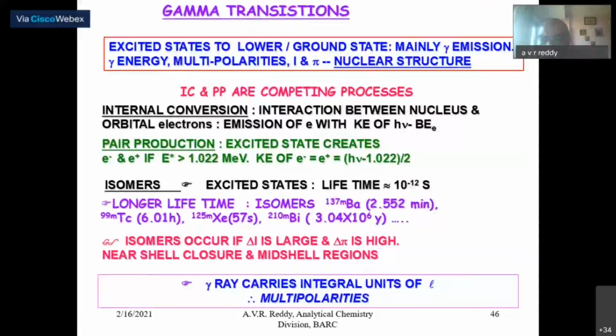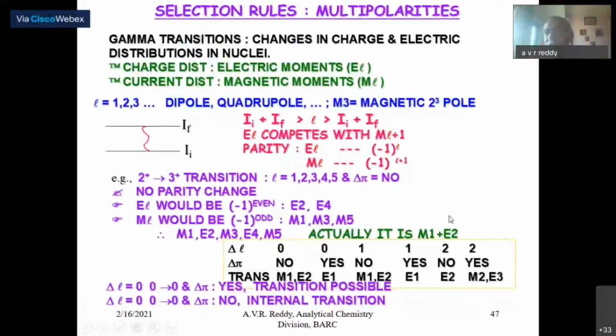Gamma ray carries integral units of L value, and depending on the L value, the gamma ray will have the multipolarity, that is multipoles, right? If the value is 0, if the value is 1, you call it dipole, value is 2, you call it quadrupole, and so on and so forth, right? And that can be measured. Now, there are selection rules for this also. Actually, an ideal thing is to explain this slide. I'll just quickly give you a small glimpse of this.